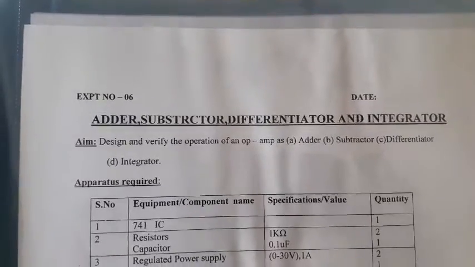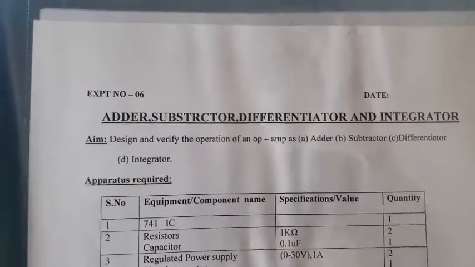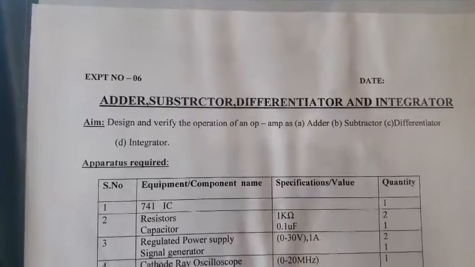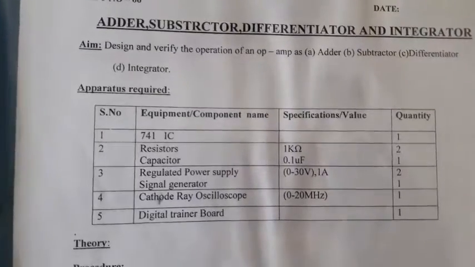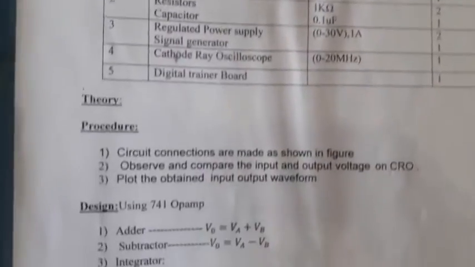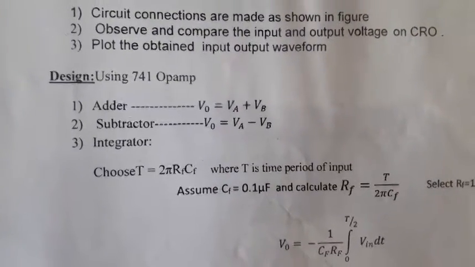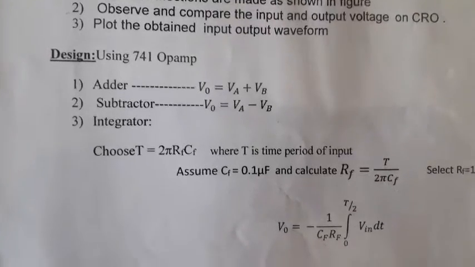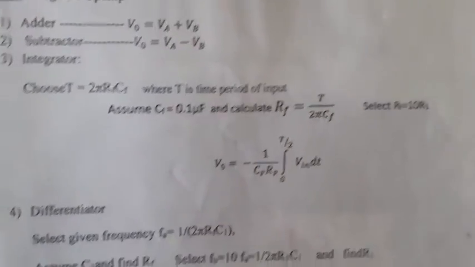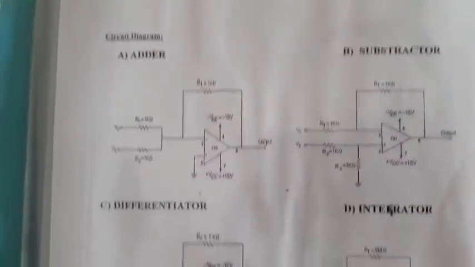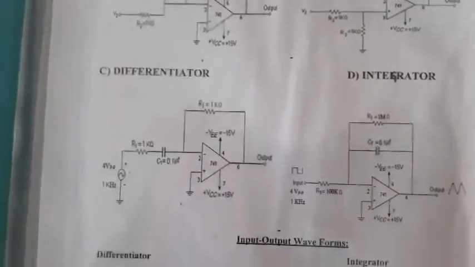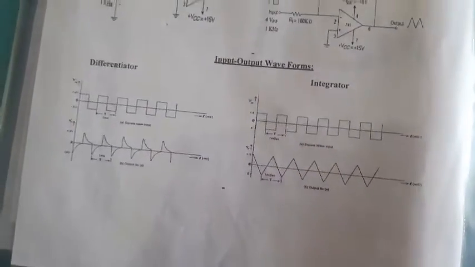Students, this is our today's experiment, that is adder, subtractor, differentiator and integrator. With this aim and these are the apparatus required. So after following theory, procedure, all the steps and this following design for adder, subtractor, integrator and differentiator, for this following circuits, adder, subtractor and differentiator, integrator. This is how the output you should obtain.